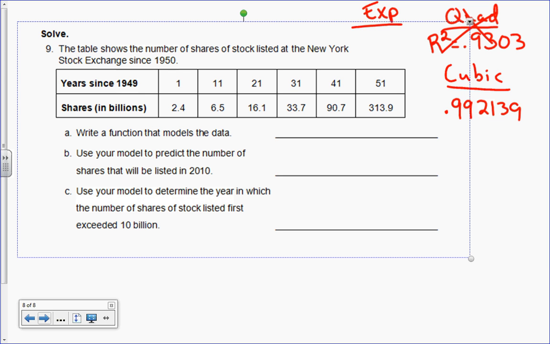So go Stat over to Calc, and let's go down to exponential this time. And let's see, its r-squared value is 0.997, so that means cubic is out. We want to write down this exponential. So this exponential would be y equals, A is about 2.15, B is about 1.1, and that's to the power of x. So that's your function.